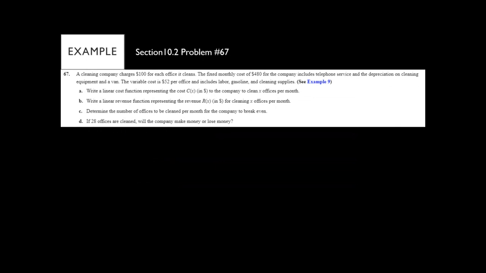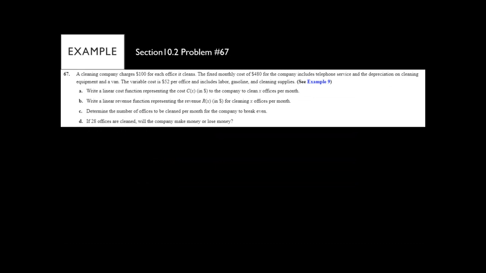So first one, this is coming from section 10.2. It's problem number 67. A cleaning company charges $100 for each office it cleans. The fixed monthly cost of $480 for the company includes telephone service and the depreciation on cleaning equipment and a van. So this is a cleaning company, they're making $100, but then they also have to pay for their own supplies, the phones for people to call them, the equipment, all of that.